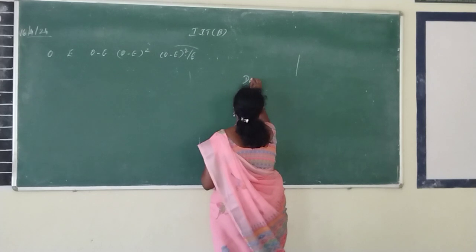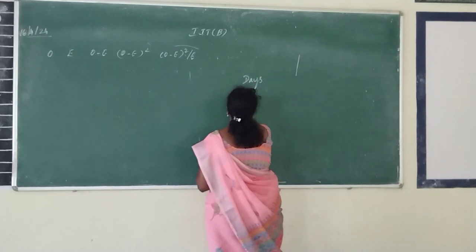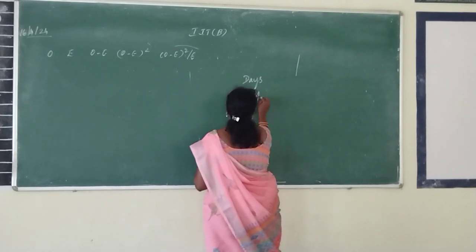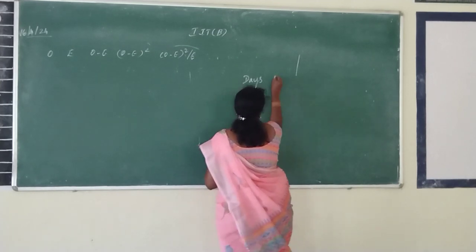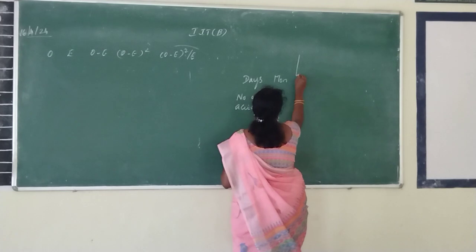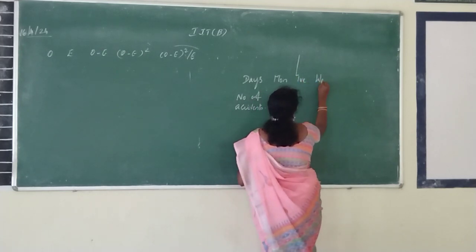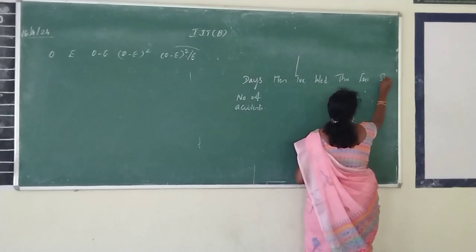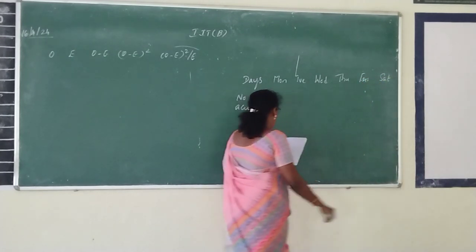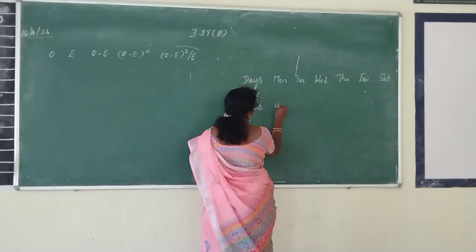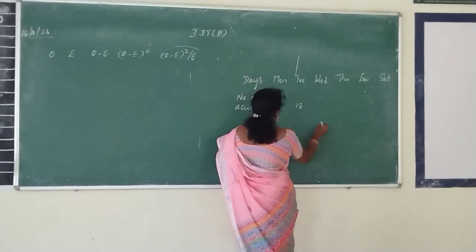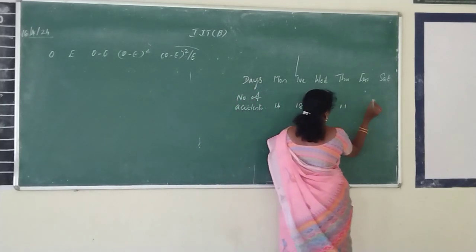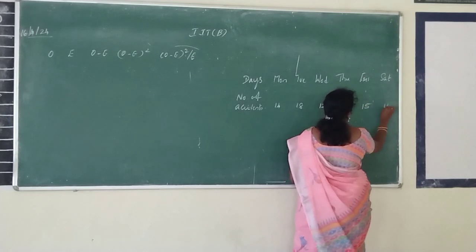You are given the days and the number of accidents. So days are given as Monday, Tuesday, Wednesday, Thursday, Friday, Saturday. Number of accidents are given as 14, 18, 12, 11, 15, 14.